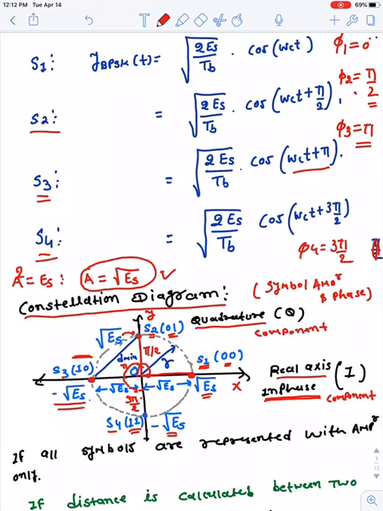They have the same energy. So if you draw a circle here with radius r, and this radius r is kept as the square root of Es, all these points are on the boundary of the circle because they have the same magnitude. They have different phases, which can be represented by 0 degrees, pi by 2, pi, and 3 pi by 2. So this is the constellation diagram for QPSK symbols.